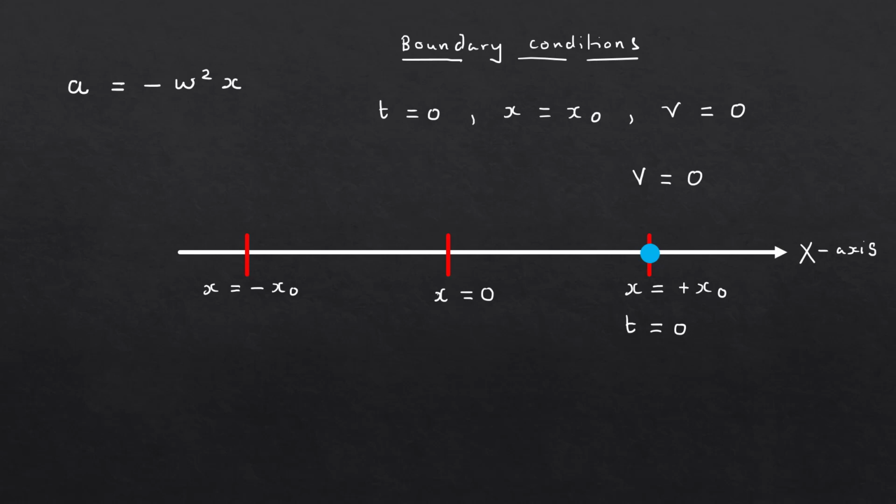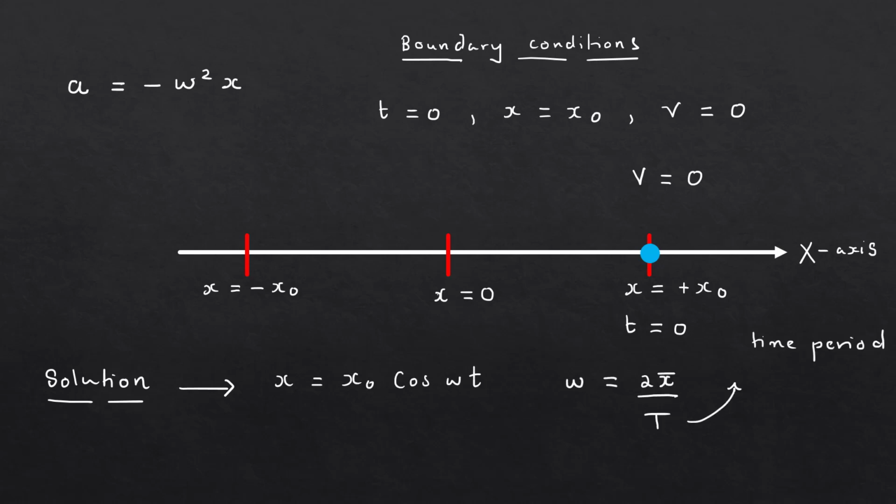For this set of boundary conditions, we are going to have the solution to be x is equal to x naught cos omega t, and of course omega, which is the angular frequency, is related to the time period by 2 pi divided by T. So if we differentiate the first expression, we are going to get the velocity, minus omega x naught sine omega t, and don't forget that omega x naught is simply the maximum velocity. So remember that the maximum velocity, which I'm going to call v naught, is simply omega x naught.